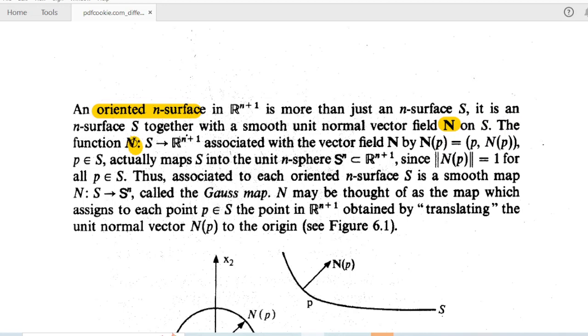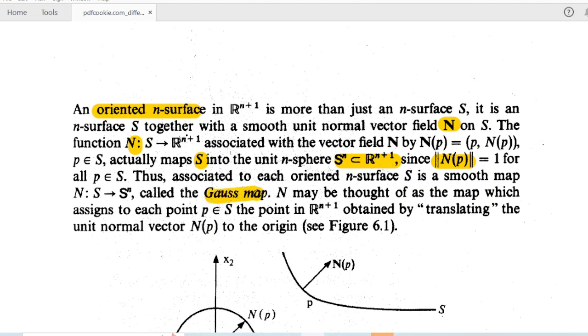The function N from S to R^(n+1) associated with the vector field N-bar, given by N-bar of P equal to (P, N(P)), where P belongs to S, actually maps S into the unit n-sphere S^n, a subset of R^(n+1). Since the norm of N(P) is equal to 1, that is, it is a unit vector field, the magnitude of the vectors is 1 for all P belonging to S. Thus, associated to each oriented n surface S is a smooth map N from S to S^n. N from S to S^n is called the Gauss map.